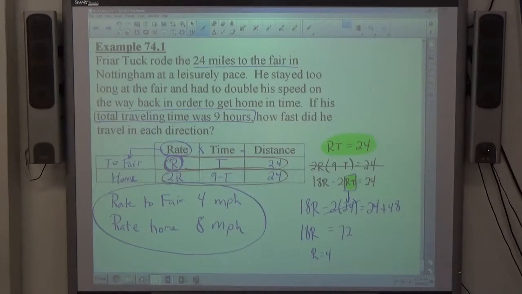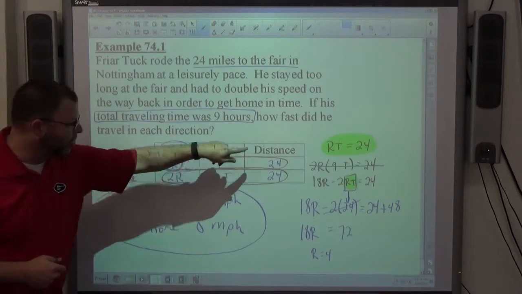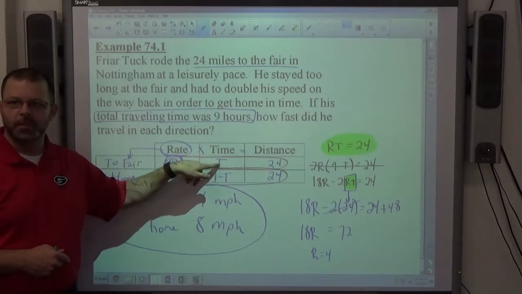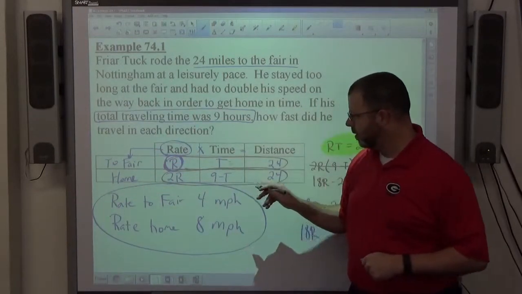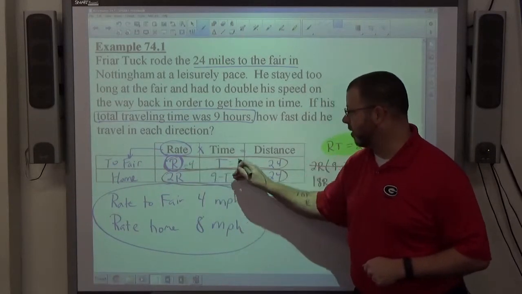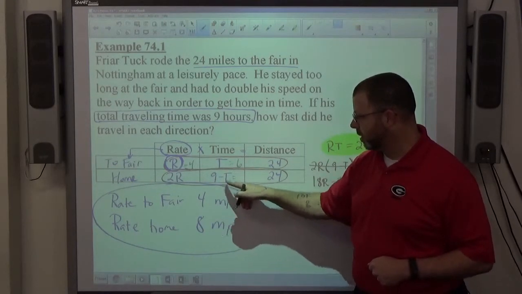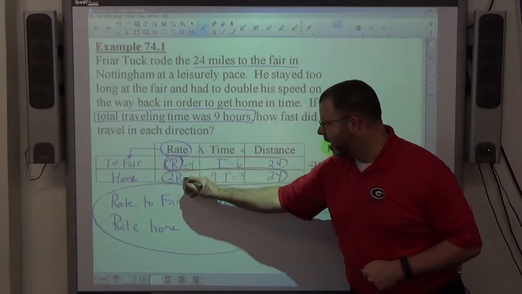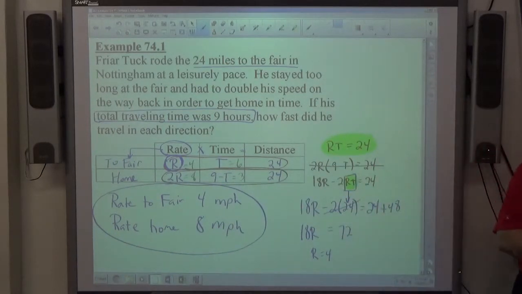If you want to know how much time he spent going to the fair, we could have said 4 times what makes 24, so that would equal what? What would this time be here? If this is equal to 4, this has to be 6, right? And if this is 6, what does this equal? 9 minus 6 equals 3. 8 times 3 equals 24. Once you know an answer, it's very easy to go through and find all the other answers.